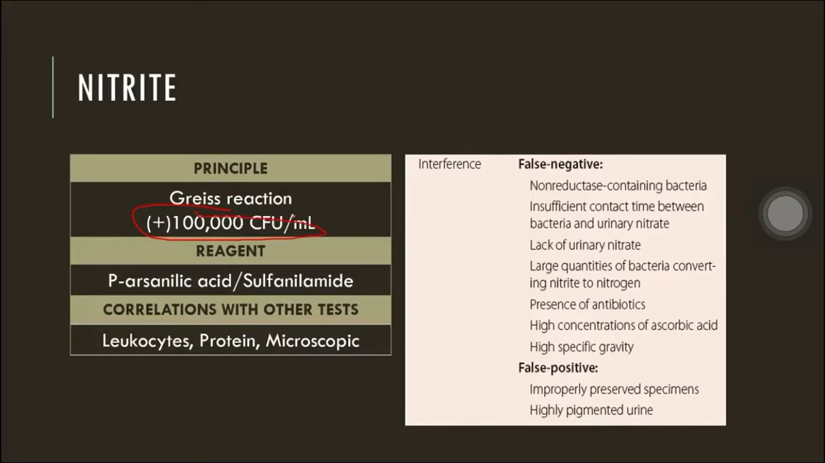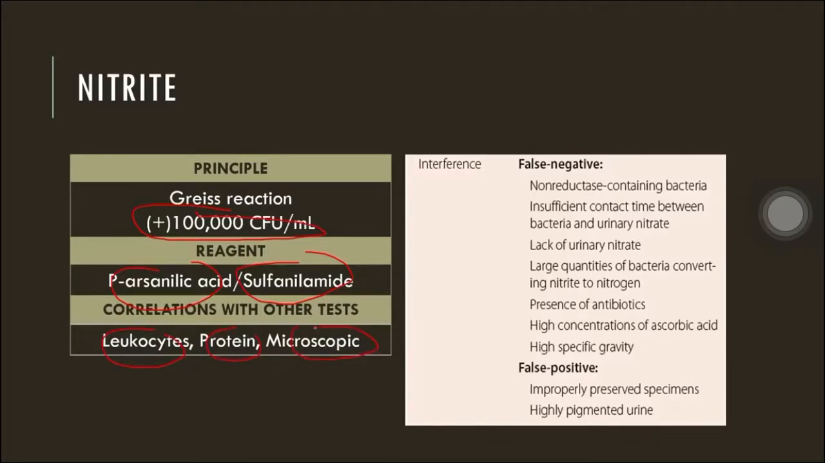Though still, it may be subject to interference. So kaya importante na ma-take note kung kailan kinolekta, kailan na-transport sa laboratory. Next, the reagent for nitrite is para-arsanilic acid for Multistix, sulfanilamide for Chemstrip. So the result for nitrite can be correlated with leukocytes, again for UTI, protein, and microscopic.